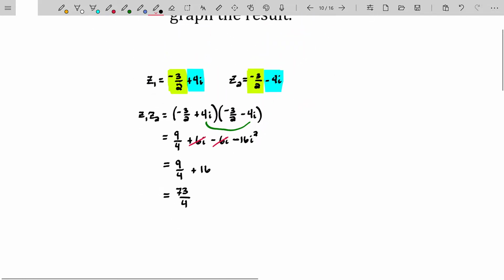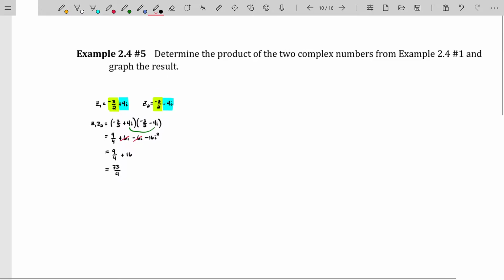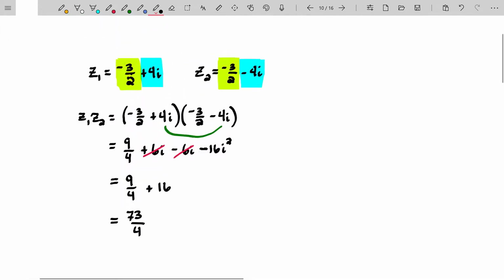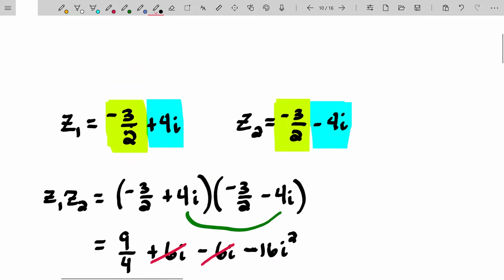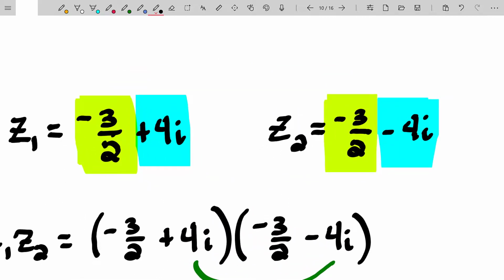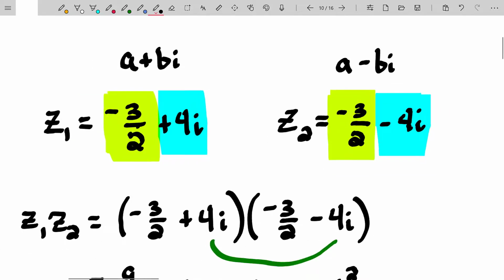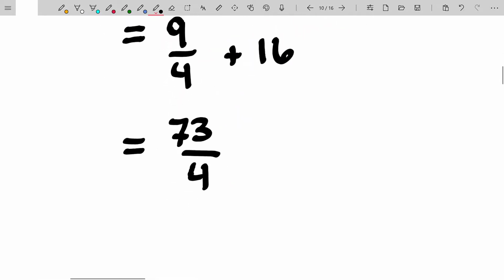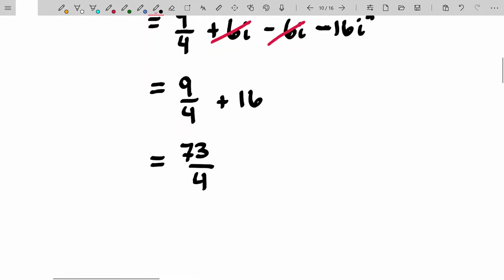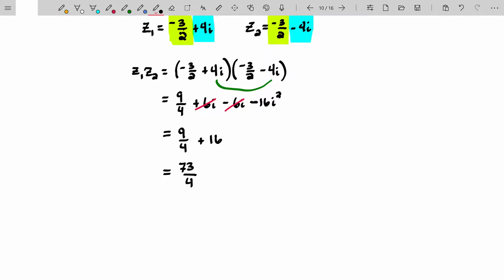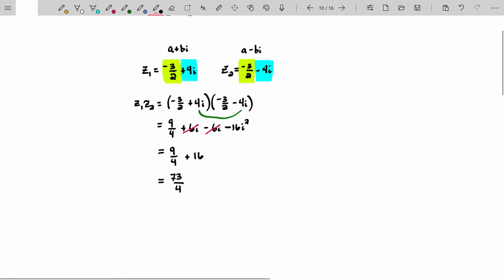Now, I like the fact that I'm asking you to graph the result here. First thing I want to do before I do that, I want to draw your attention to this. Notice that when you're dealing with complex numbers that are conjugates of each other, in other words, one's a plus bi and the other's a minus bi, when you multiply them together, the result is going to be a real number, no longer a complex number with a non-zero imaginary part, but instead a real number, which is a complex number with a zero imaginary part.